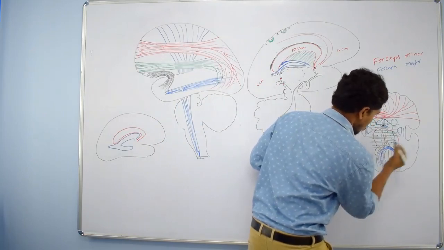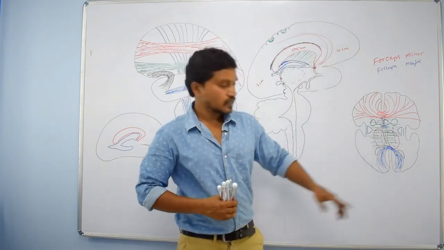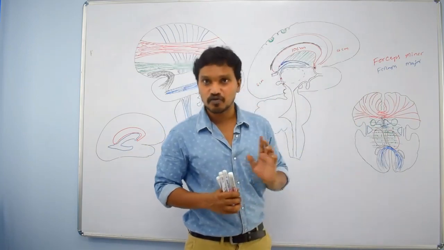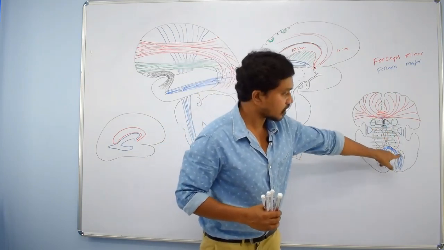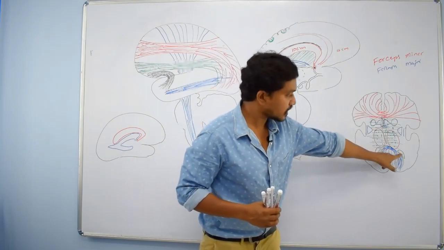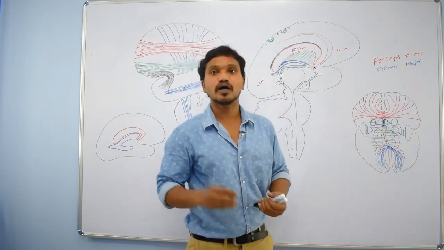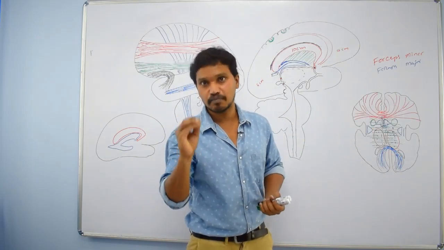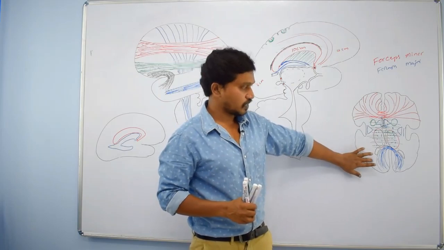Why am I drawing the posterior horn? Because of this forceps major, some invagination or indentation you can observe in the posterior horn of the lateral ventricle. That indentation we call the bulb. What is this? Bulb. Clear? So that is about forceps major.